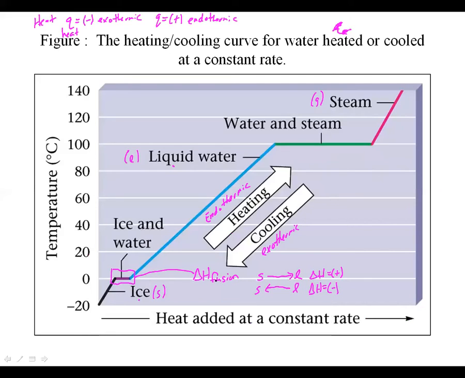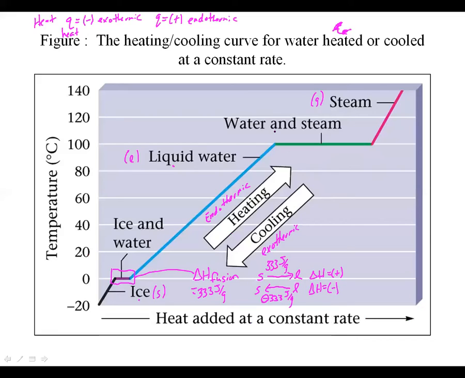And again, that is the number, I'll just use the 333 joules per gram. So going in this direction from solid to liquid, it would be positive 333 joules per gram. Going back in the opposite direction, it would still be 333 joules per gram. But the only difference here is the negative version of it.